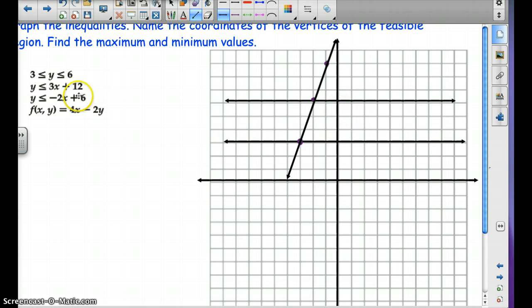And then we have one more, negative 2x plus 6. So we're going to go ahead and graph that one right there. Here we're going to start at 6. We're going to go down 2 to the right 1, down 2 to the right 1.